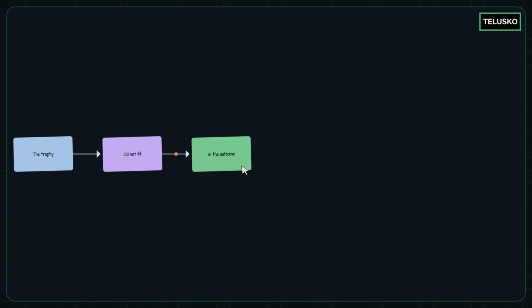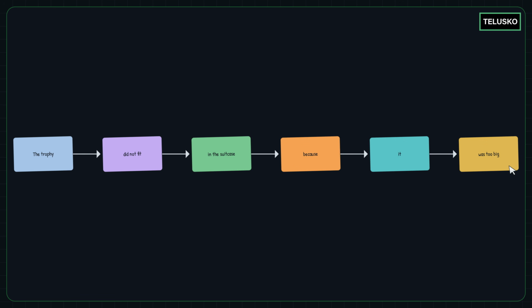Now that we have opened the transformer block, let us look at what actually happens inside when the model reads a sentence. Consider this simple line. The trophy did not fit in the suitcase because it was too big. Pause for a second. What does the word "it" refer to here? Your brain instantly knows it means the trophy, not the suitcase. And that is exactly what self-attention does. It draws a strong connection from the pronoun back to the noun that makes sense.